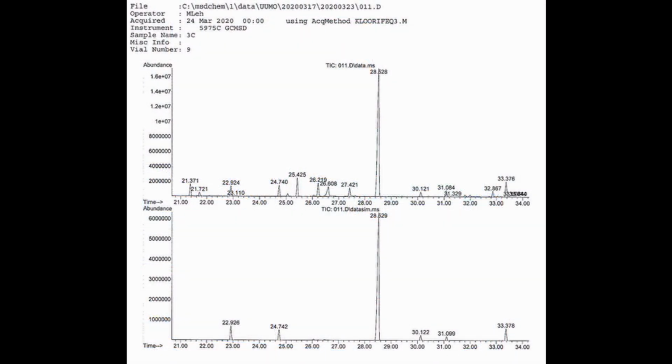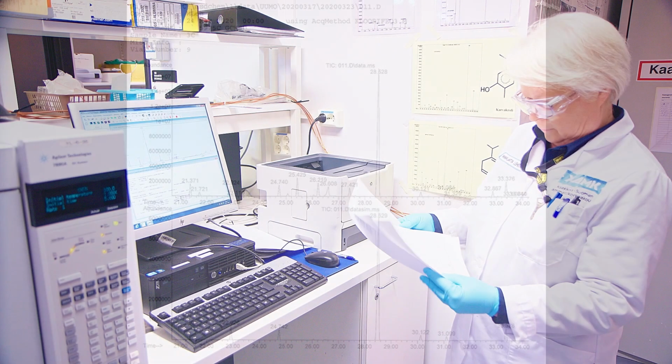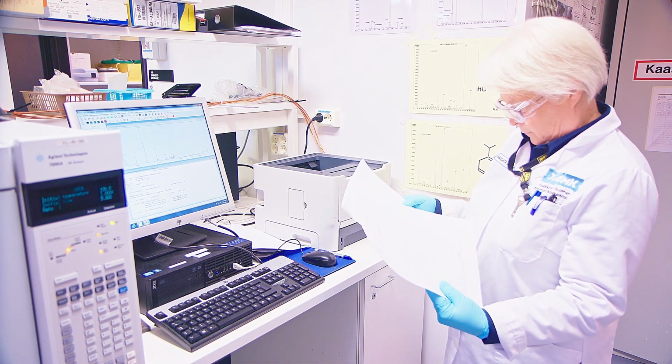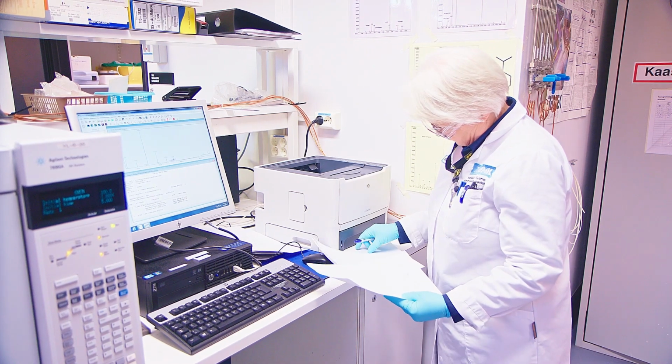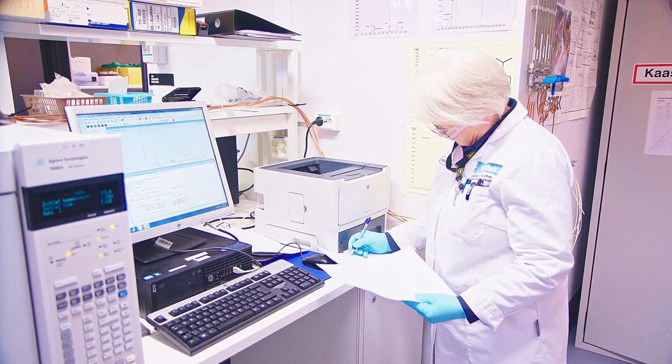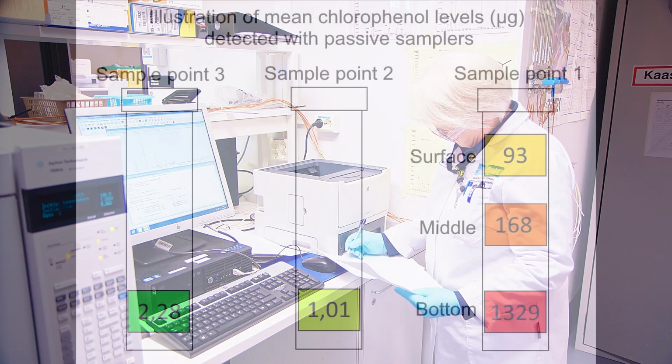The chlorophenols are identified from the chromatograms produced by the device. Chlorophenol standard solutions are used in quantification. The results of the 3 parallel discs are compared and their mean value is given as the combined result. This makes the results more reliable.